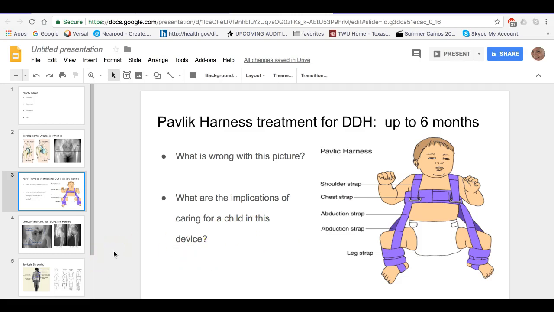After 6 months of age, these children would be treated with surgery. Sometimes they're put into traction before surgery, sometimes not. So if they were put in traction, you'd want to think about all the things that you need to do for the care of a child in traction.